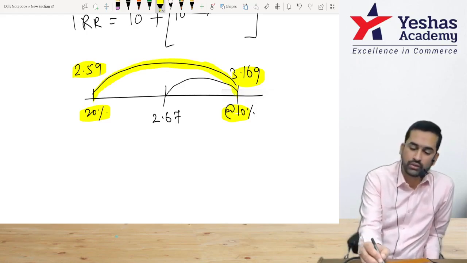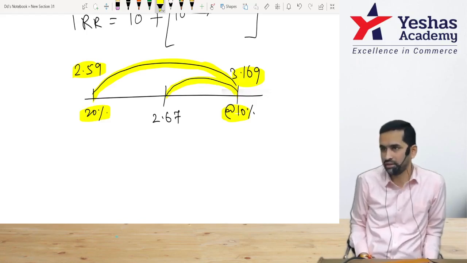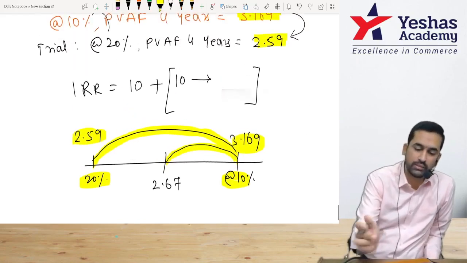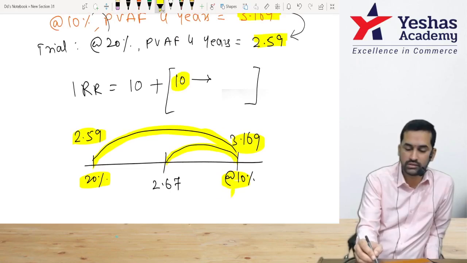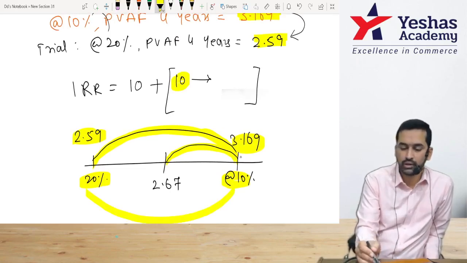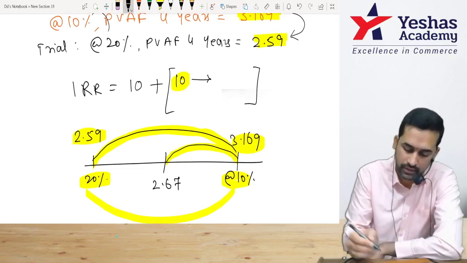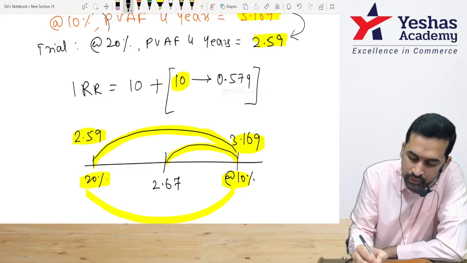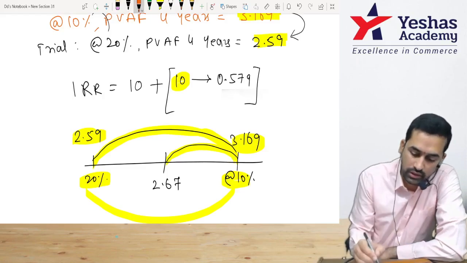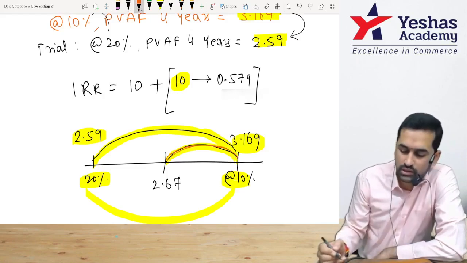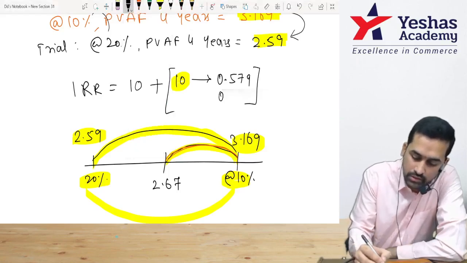You wanted this 3.169 to fall, but only till 2.67, correct? Therefore, what is the cross multiplication now? When I increase it by 10 points, this 10 became 20. 3.169 came down to 2.59. What's the fall? 0.579. But the fall that you wanted was 3.169 to 2.67. How much is that? 0.499.